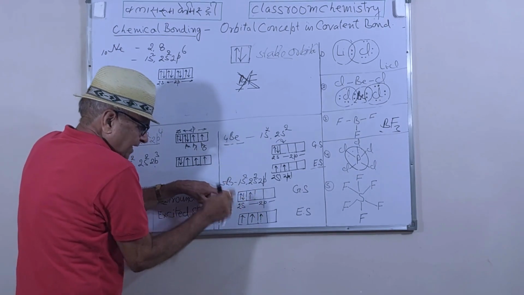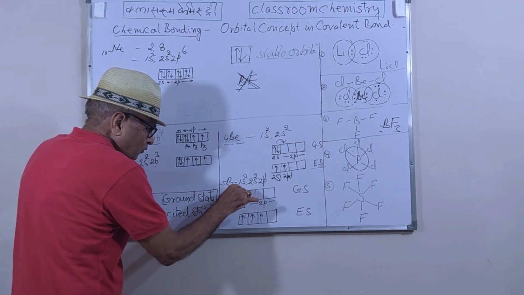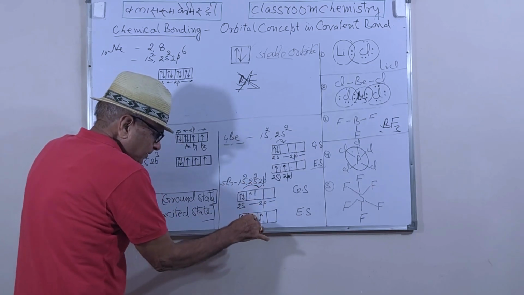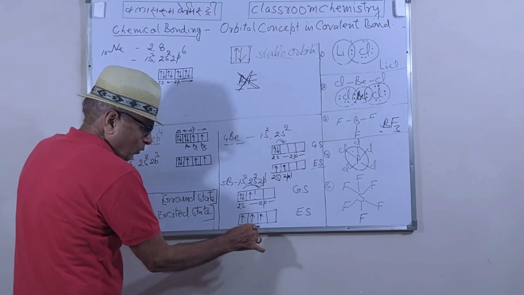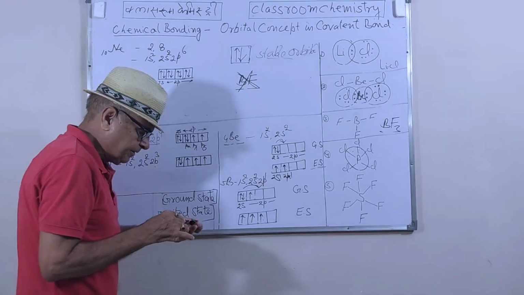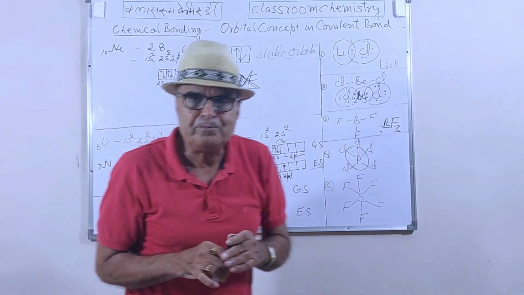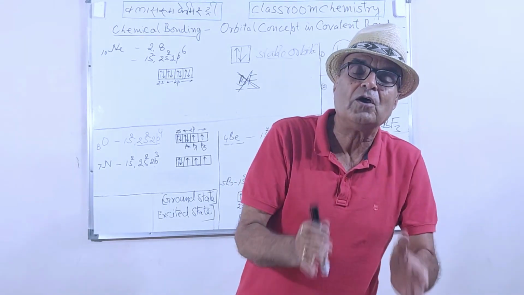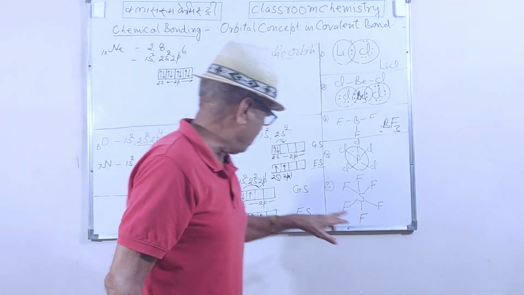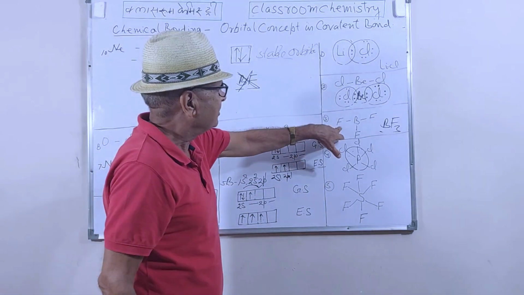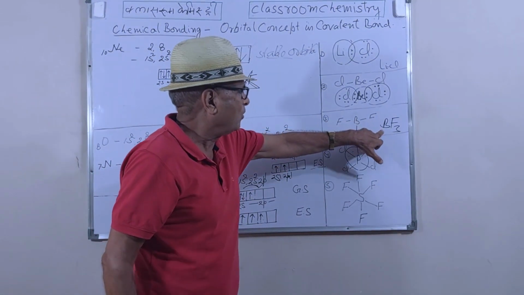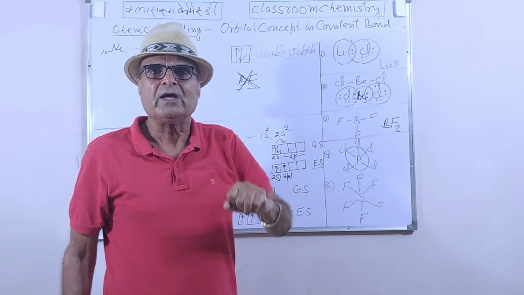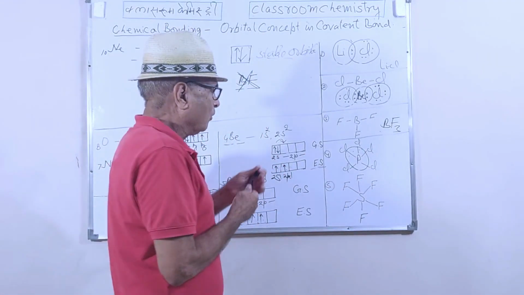So this one electron, this 2s1 electron, will transfer to the py orbital. So there will be 3 unpaired electrons. That's why the covalency of boron is 3. In this way, boron trifluoride is formed.